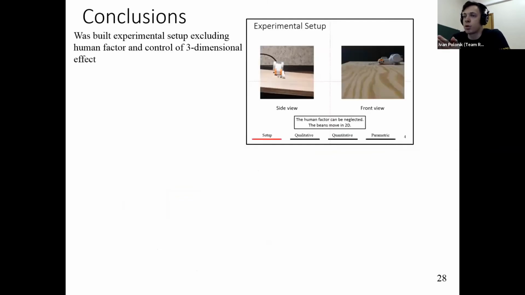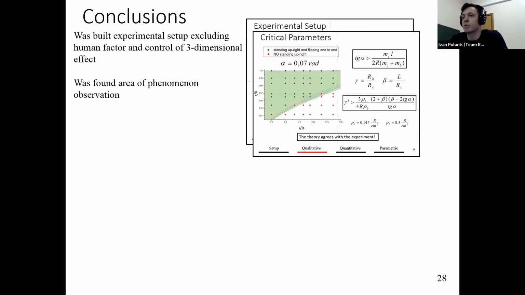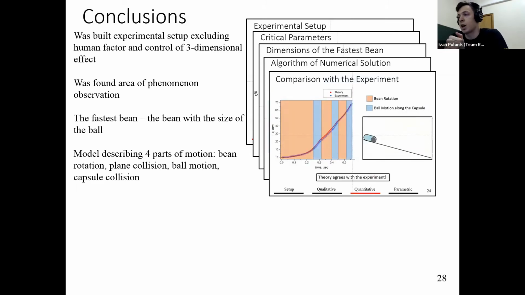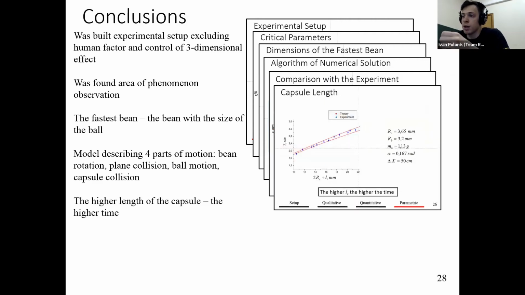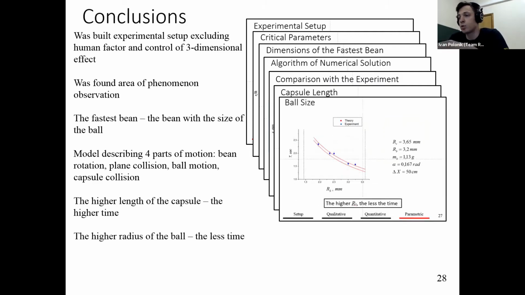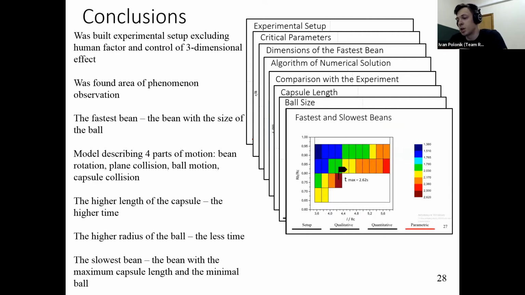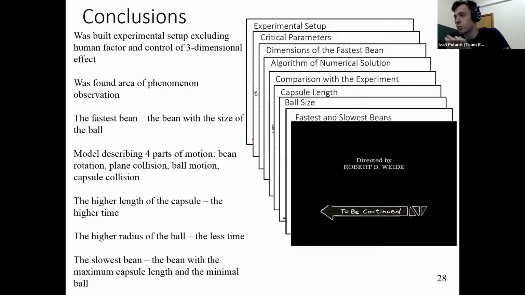And so then the conclusions of my work. We built an experimental setup excluding the human factor and controlling the 3D motion of the phenomenon. We found the area in which we can observe our phenomenon. We talked about the fastest beam. The fastest beam is the beam with the size of a ball. After that, we had a numerical simulation describing all 4 steps of the motion one by one, which predicts the experiment very well. And finally, we varied the length of the capsule and ball size, also with good agreement between theory and experiment, and got the dimensions of the slowest possible beam. So that's all. Thank you for your attention.